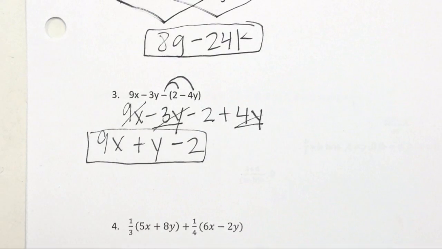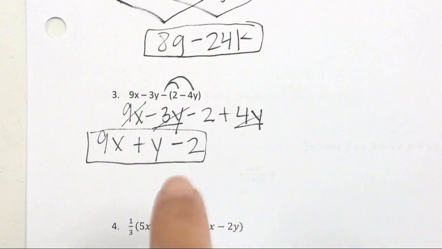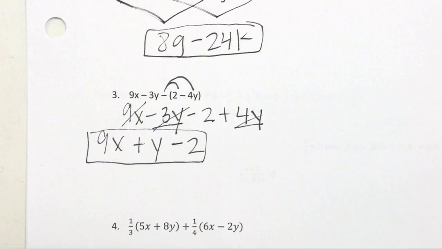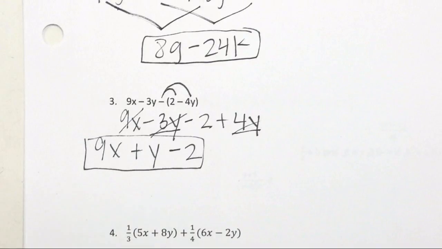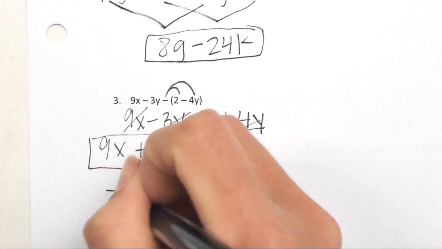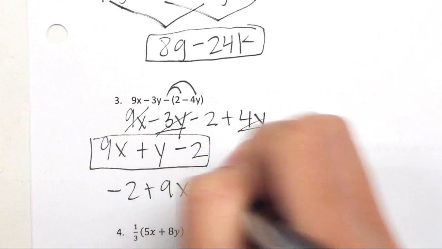On your test that's coming up, and you can see it's on the board, it'll be the 13th of next week. On your test, I don't care what order you write these in. So if you were to write y plus 9x minus 2, that's fine. As long as you have the correct signs in front and the right terms, I don't care what order. Does that make sense? Like if you wrote negative 2 plus 9x plus y, that'd be fine.